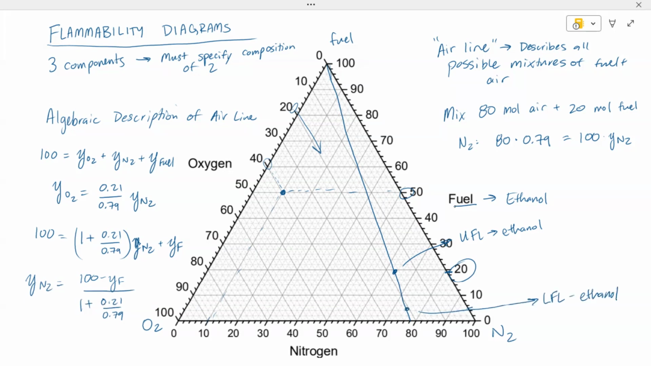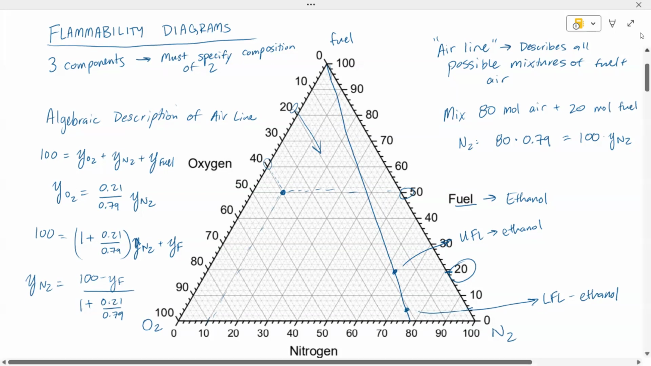And I can do this because remember, the LFL and the UFL are the percentages that are in air. So again, the air line is all the mixtures of fuel and air. And the LFL and the UFL are the percentages of the fuel when mixed with air. So that's why I'm finding where these compositions are and where they intersect with the air line.